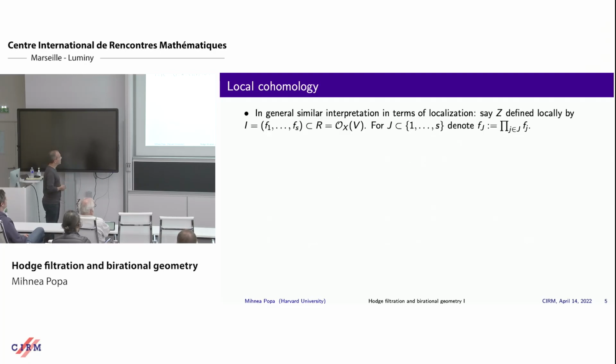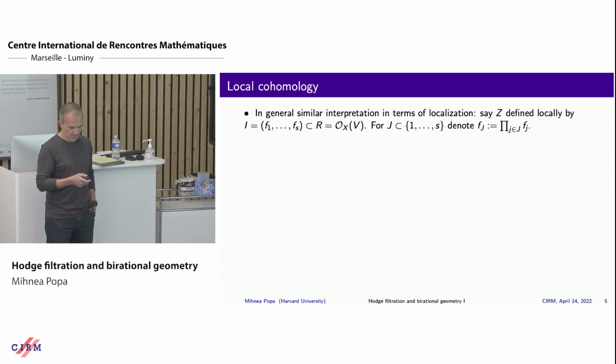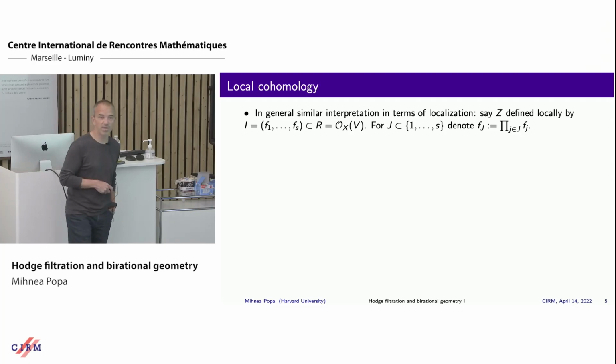And now the next claim is that in general, for an arbitrary subscheme, you could deduce the structure from localizations only, but in a rather complicated way. Okay, maybe this is one of the lesser known, at least among algebraic geometers, interpretations of local cohomology. So let's say that locally, the scheme Z is defined by an ideal generated by the functions f_1 up to f_s. Okay? Then for every index set J of any size inside 1 through s, I denote by f_J the product of the functions indexed by J.